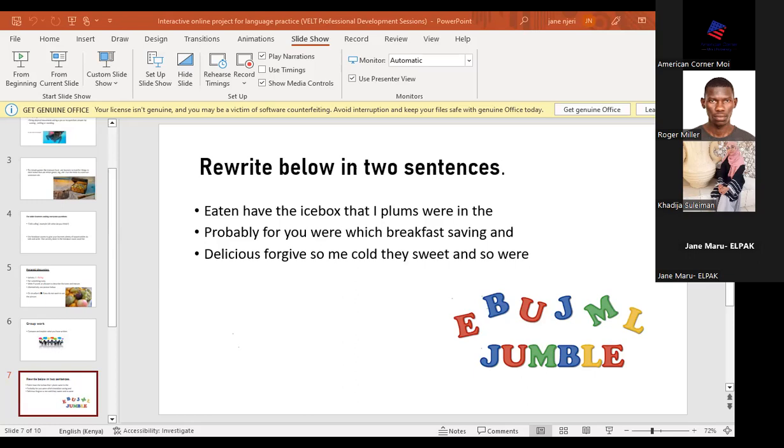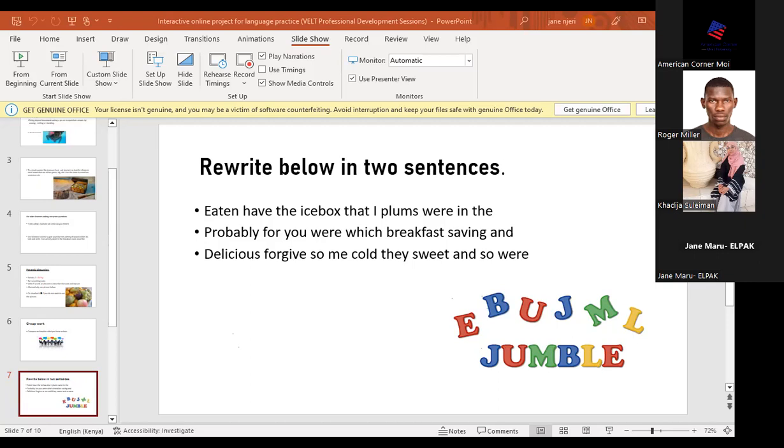The plums that were in the icebox. Hi, Lillian. Probably breakfast. Let's see, anyone else in the chat box? Thank you, Lillian. She has said, you are probably saving for breakfast.